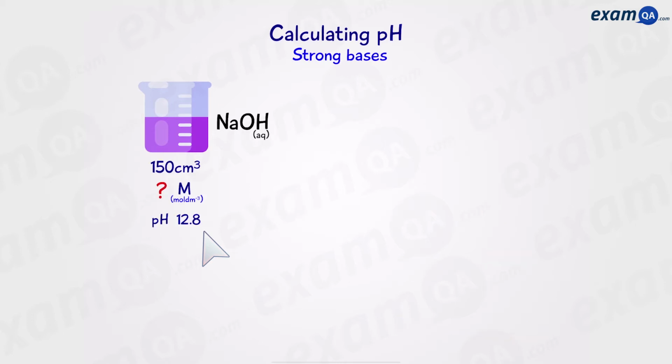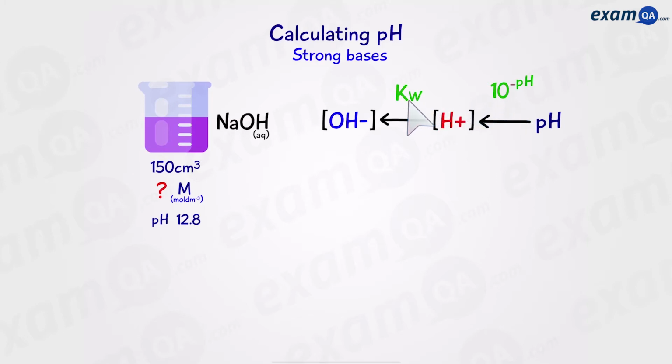Here's a different question. We have 150 centimeter cubed sodium hydroxide solution. We've been given the pH, it's 12.8. However, we want to work out the concentration of sodium hydroxide in the solution. So what we need to do is work out how we can go from pH to sodium hydroxide. We know that from pH, we can work out the concentration of hydrogen ions by doing 10 to the power of minus pH. Once we have the concentration of hydrogen ions, we can then convert this into hydroxide ions using Kw.